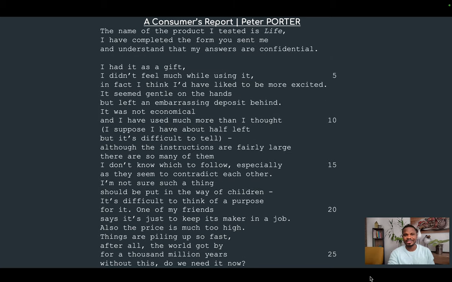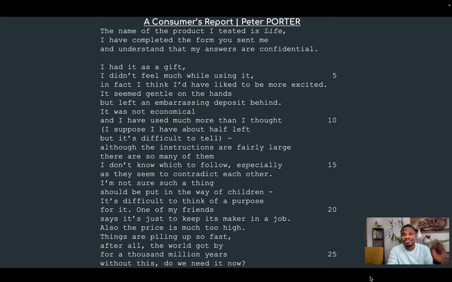Let me begin the analysis by reading the poem, A Consumer's Report by Peter Potter. The name of the product I tasted is life. I've completed the form you sent me and understand that my answers are confidential. I had it as a gift. I didn't feel much while using it. In fact, I think I'd have liked to be more excited. It seemed gentle on the hands, but left an embarrassing deposit behind. It was not economical, and I've used much more than I thought. I suppose I have about half left, but it's difficult to tell.